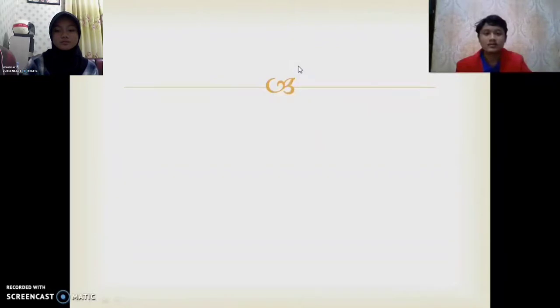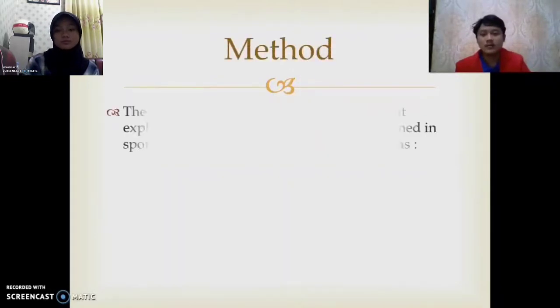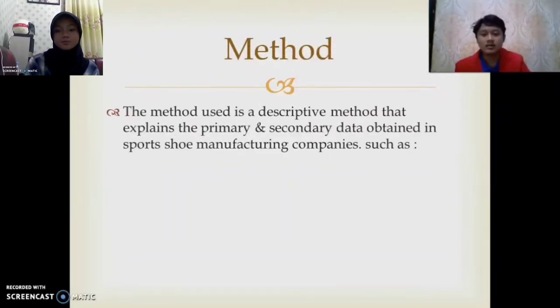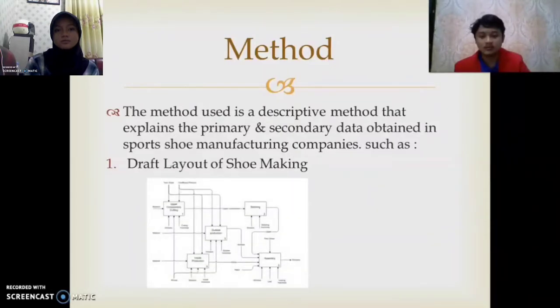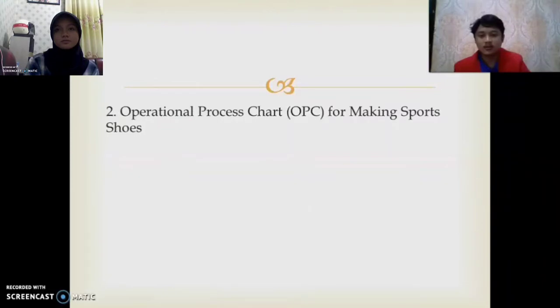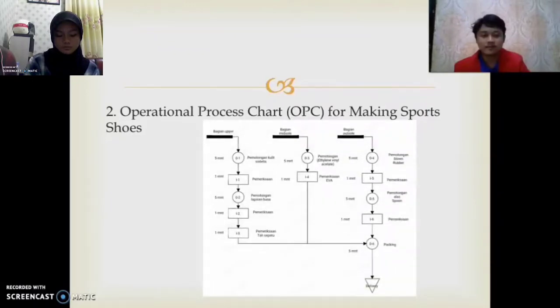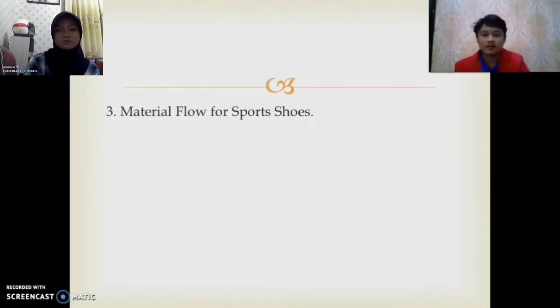And the next, method. The method used is a descriptive method that explains the primary and secondary data obtained in sports shoe manufacturing companies, such as the draft layout of shoe making, the operational process chart or OPC for making sports shoes, and the material flow for sports shoes.